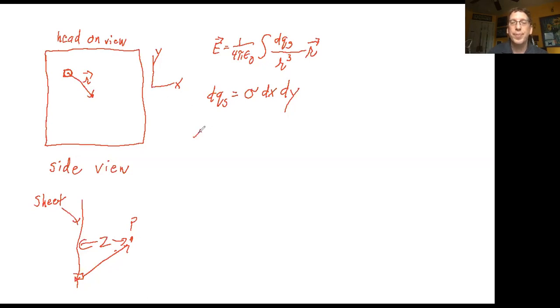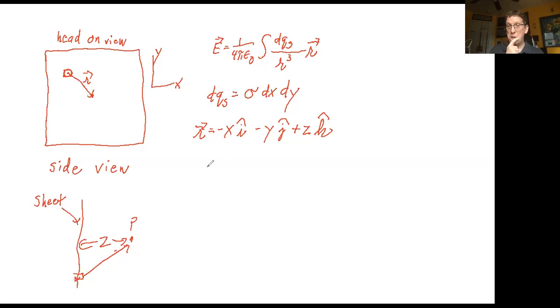So you can write r as being equal to negative x i hat. So again, if you're to the right of the origin, the vector points to the left. Minus y j hat, because if you're above the origin, the r vector points down. If you're below the origin, the r vector points up. But it's plus z k hat. So you're defining the positive z direction as the direction to point P. You're always pointing out. So you have that.